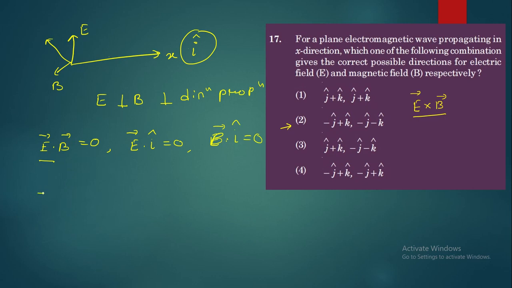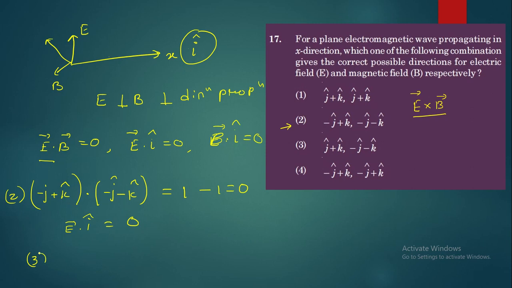So for option 2, E is this one and B is this one. If I perform the dot product, the answer comes out to be 1 minus 1 equal to 0. This is for option 2. At the same time, E dot i will also come out to be 0. You can check option number 3 and option number 4; this relation will not be satisfied. Therefore, option 2 is the correct one. Let's move on.